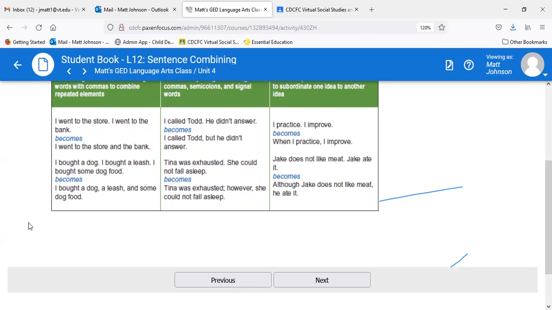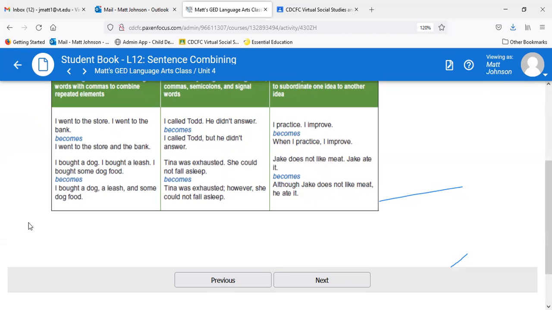Tina was exhausted. She could not fall asleep. Here, what we have is Tina was exhausted, semicolon, however, she could not fall asleep. You could use but there as well, right? You could say Tina was exhausted, comma, but she could not fall asleep.